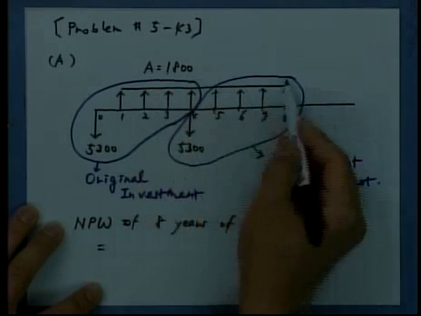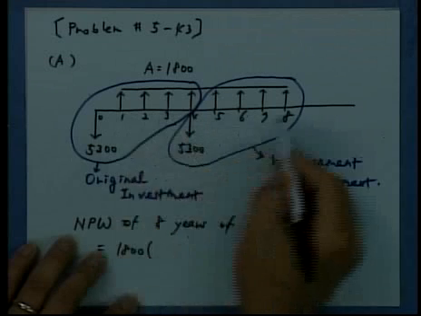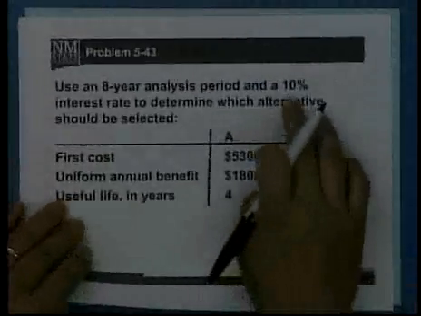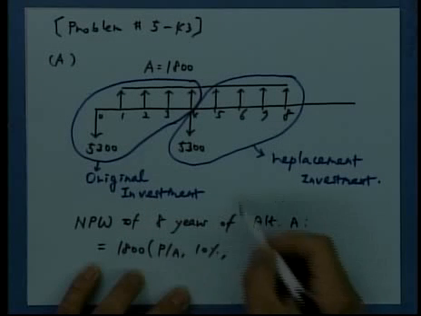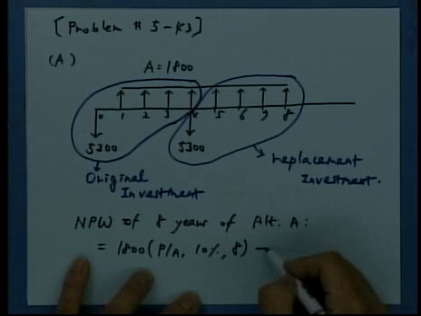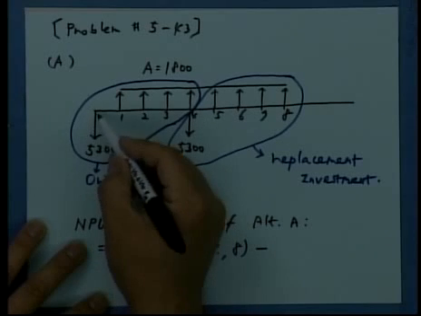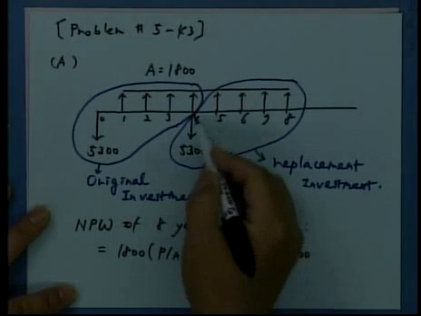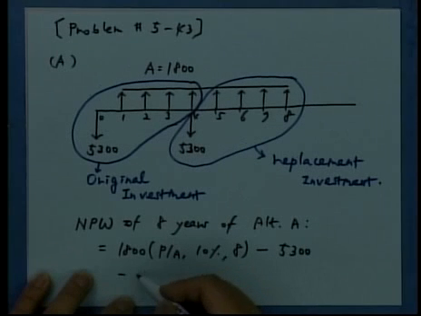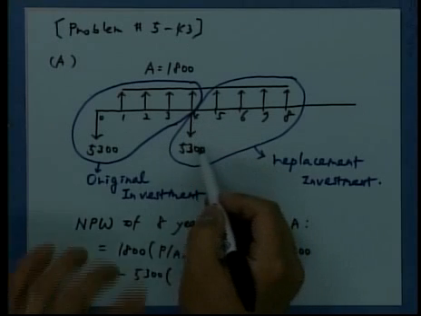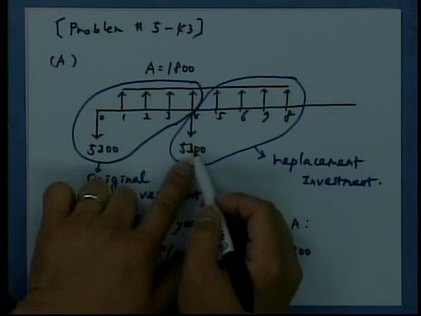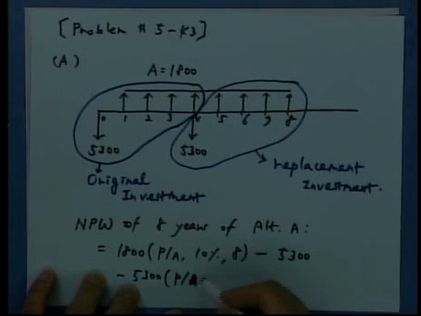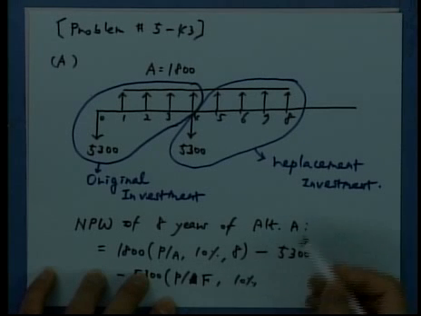That's going to be the $1,800 over 8 years, so it's going to be P given A, and the interest rate we are going to use is 10% over 8 years, right? And minus $5,300 at the end of period 0, and then another $5,300 at the end of period 4. This $5,300 should be converted to the equivalent present sum, so you need to multiply by this factor, P given F, 10% over 4 years, right?